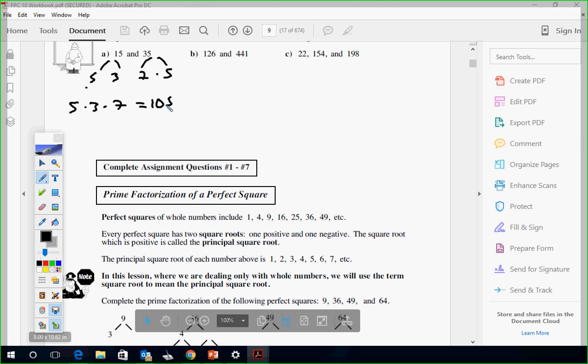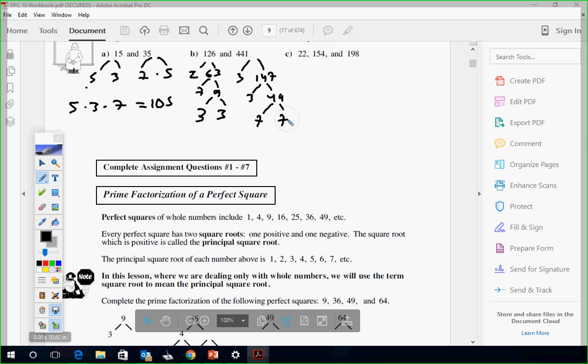Okay, so then 126, I'll break this one down. 2, 63, 7, 9, 3 and 3. So 2, 7, 3, 3 for the first one. 441, I'll break that one down. 441, I have 3, 147, 3 and 49, 7 and 7.